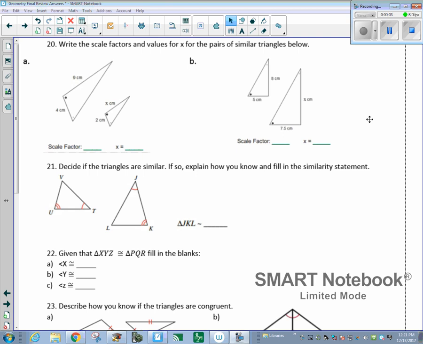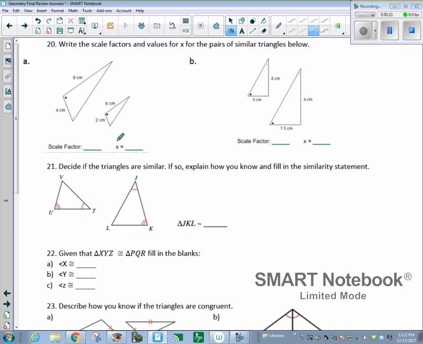We're going to do problems number 20 through 25 now. And so we're starting out with scale factors. Scale factors are when we have similar triangles, there is a ratio between the two triangles or two shapes that make them similar to one another, so we can set proportions and set fractions equal to each other.